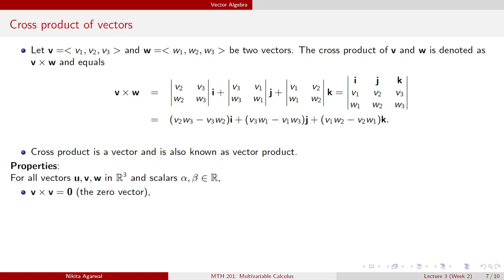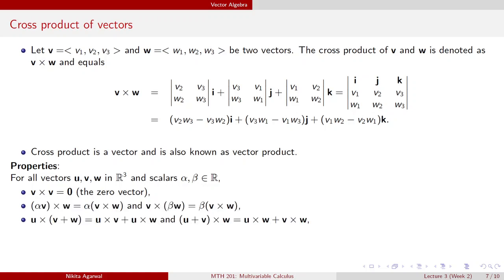Let us look at a few properties of the cross product. For all vectors u, v, w in R3 and scalars alpha and beta in R, the cross product of a vector with itself is 0. This is immediate from the definition because in a matrix, if V is equal to W, so if these two rows are equal, then the determinant is 0. So it just comes from the definition. I will not get into the other properties. You will see them in the tutorial.